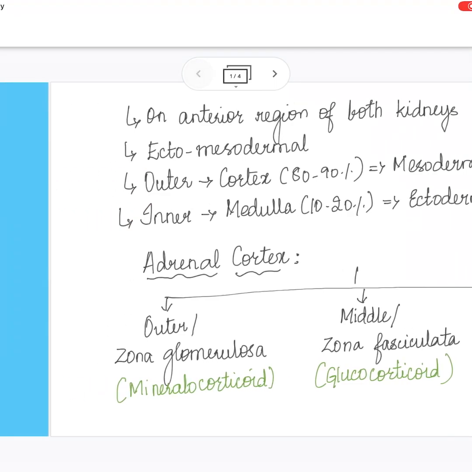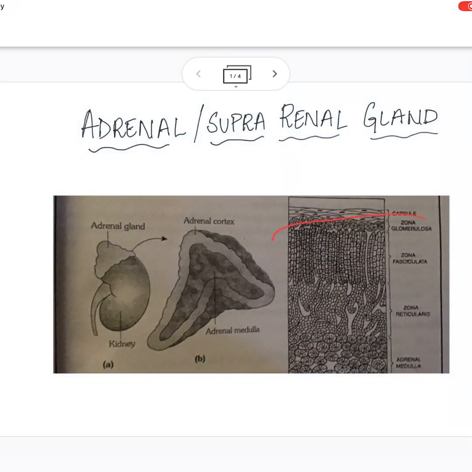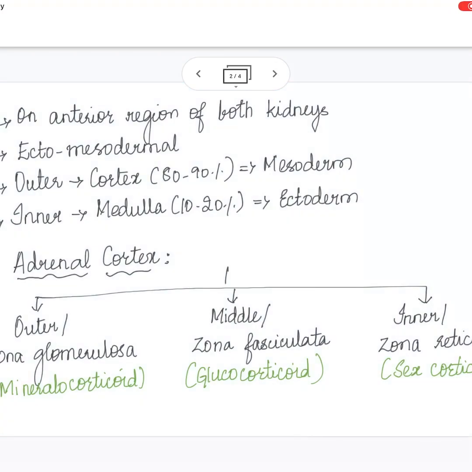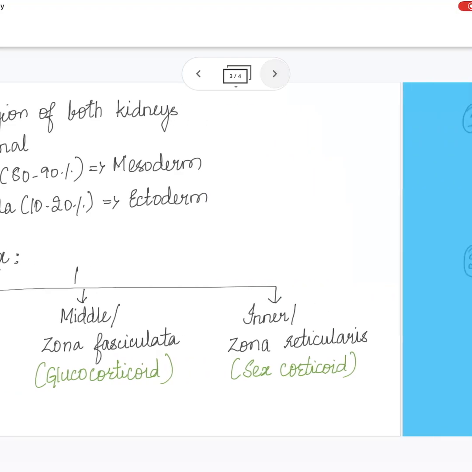One by one in detail we'll see the different locations that we come across. The adrenal cortex region, that is this whole upper portion, is divided into three different parts: outer zona glomerulosa, which secretes mineralocorticoid; middle zona fasciculata, which secretes glucocorticoid; and zona reticularis, the innermost region of the adrenal cortex, which secretes sex corticoids, also known as gonadocorticoids, the same I've mentioned over here.